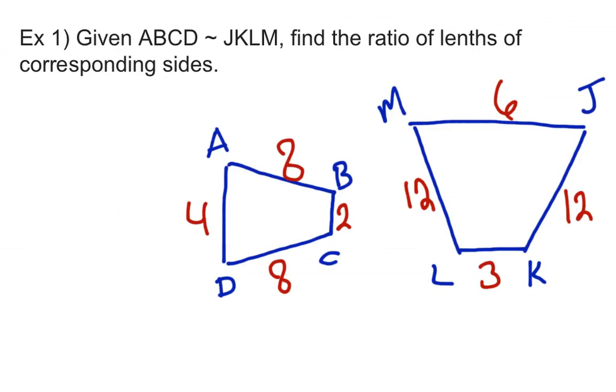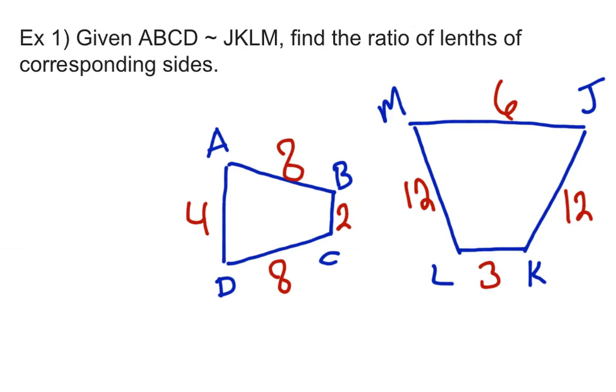Okay, let's move on. I got one last one for you guys here. This is exactly what we just did with the corresponding sides, the ratios of the lengths. It says example 1, given that ABCD is similar to JKLM, find the ratio of lengths of corresponding sides. So you're going to do exactly what we just did. Go ahead, pause the video, and try to come up with what the ratio should be.